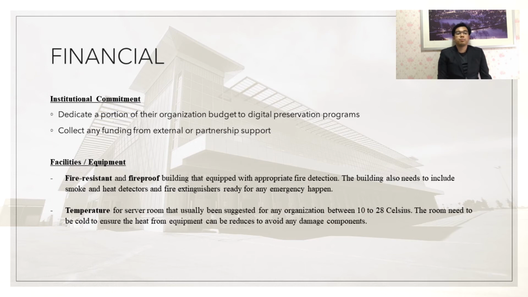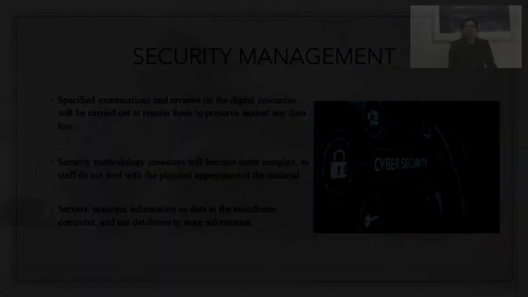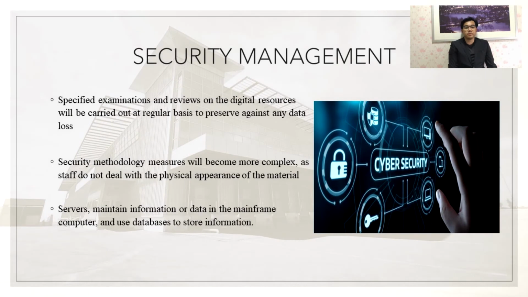The next one is temperature for a server room, which is usually suggested for any organization to be between 10 to 28 Celsius. The room needs to be cold to ensure that the heat from the equipment can be reduced to avoid any damaged components. Not only facility, equipment can also be one of the most important things to take into consideration in the financial budget. The next one is security management.